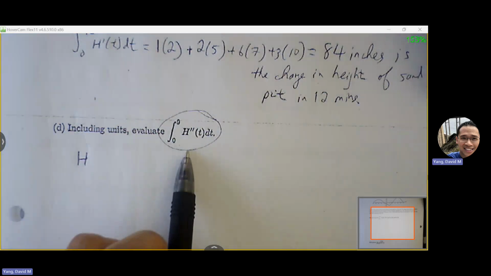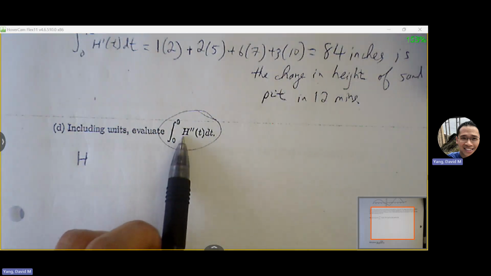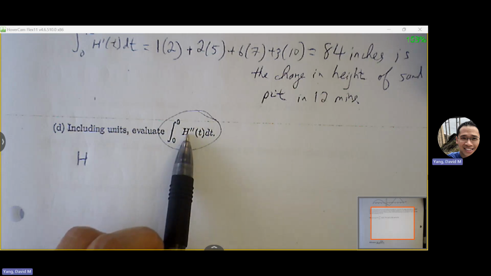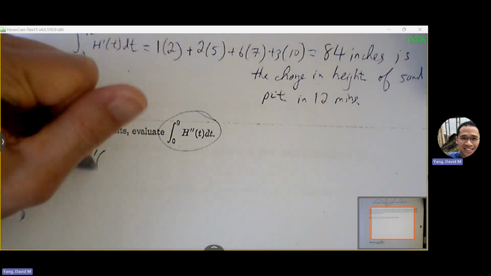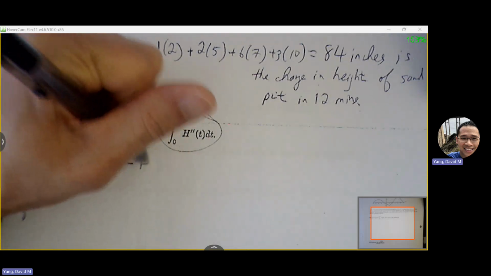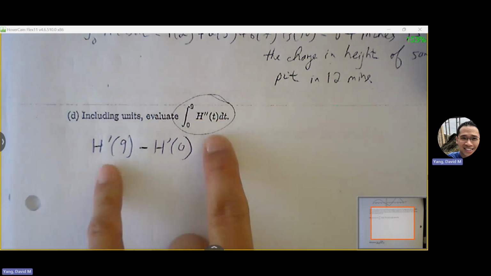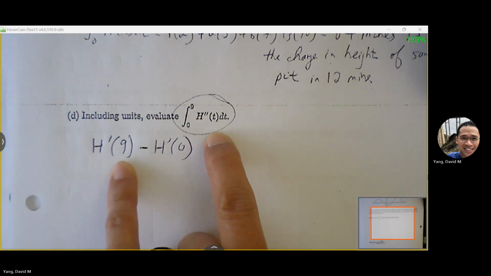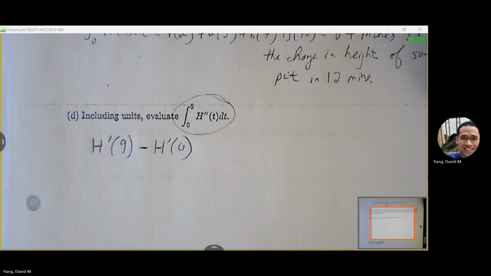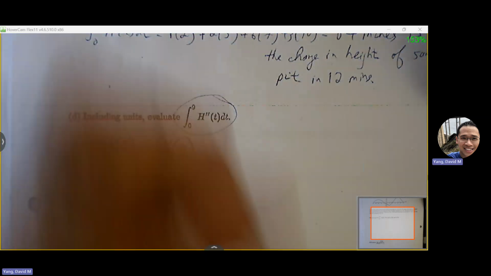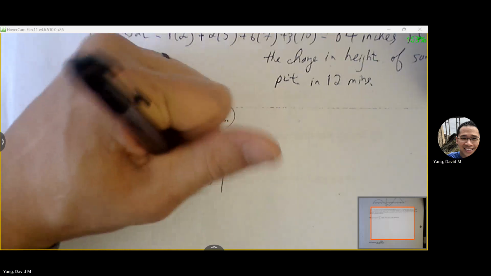And we just plug in our upper and lower bound. This is basically an application of the first fundamental theorem. We make the integral go through the antiderivative, and then we plug in our upper and lower bounds. So h prime of 9 minus h prime of 0. And h prime of 9 is from the table, which is 7. H prime of 0 is also from the table, which is 1, and we just get 6.